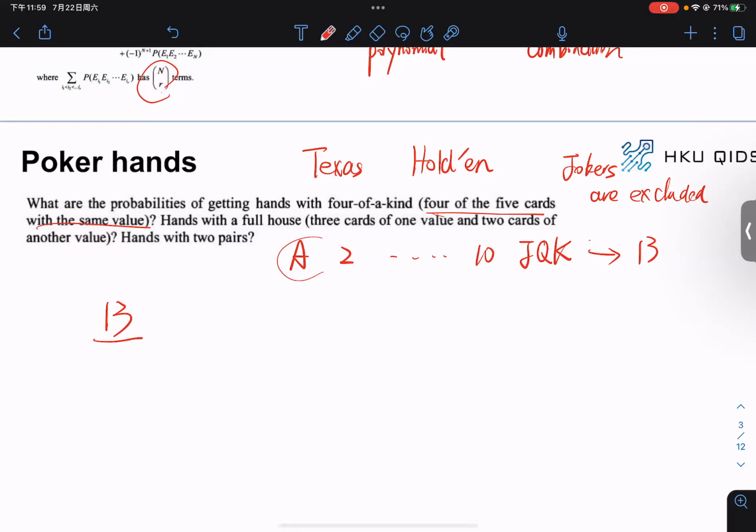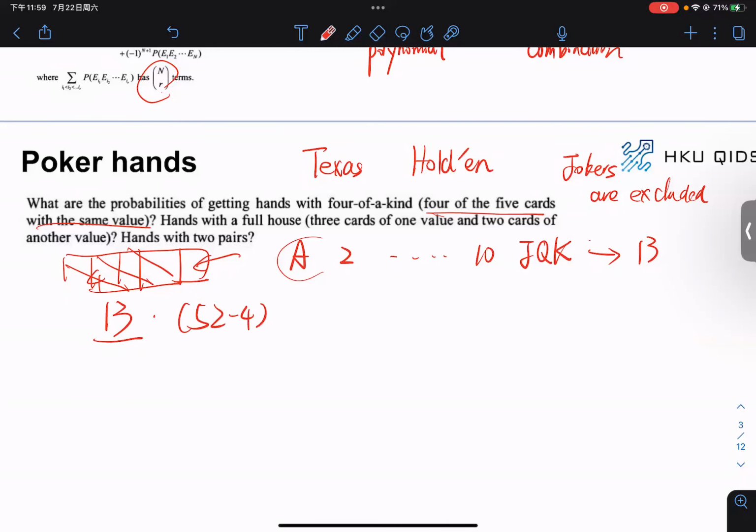If we pick one, then we know all four of that value are the same. Each time we need to pick out 5 cards, and since you already know 4 of them are the same, how many choices are there for the last one? We have 52 minus 4, which is 48. So in total, we have 13 multiplied by 48 ways. This is going to be our numerator. And what's our denominator? The denominator is just 52 choose 5.